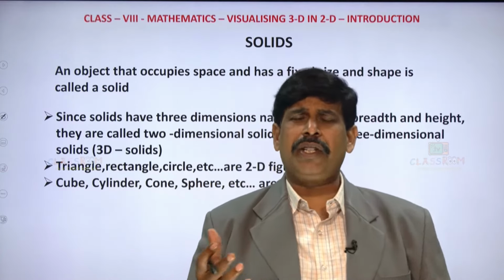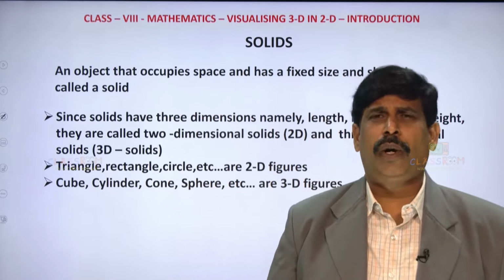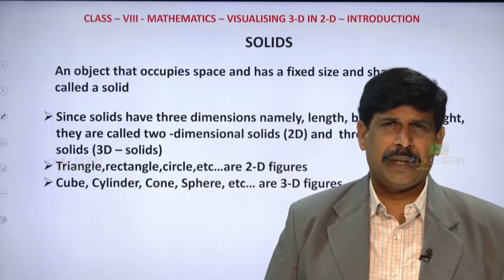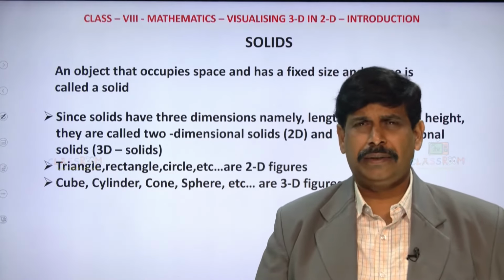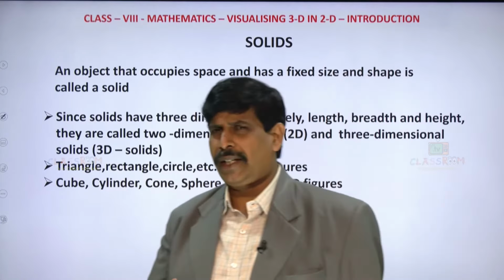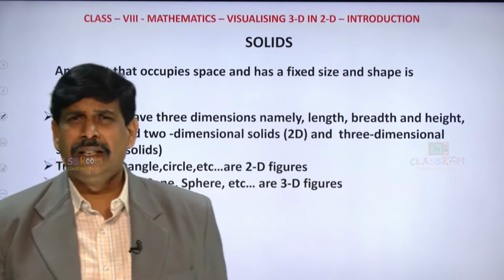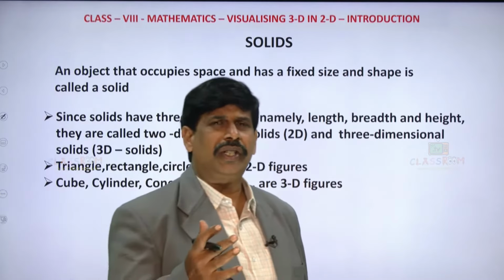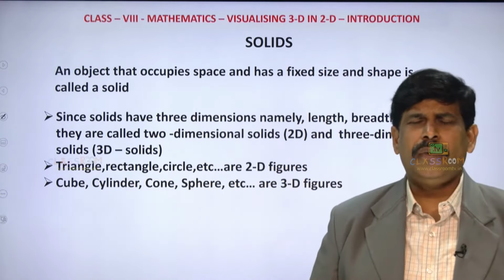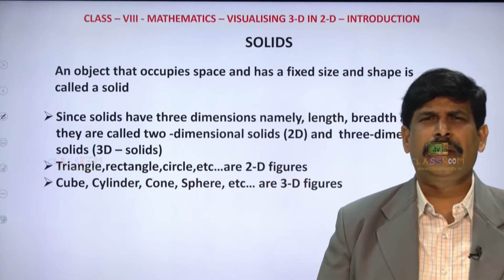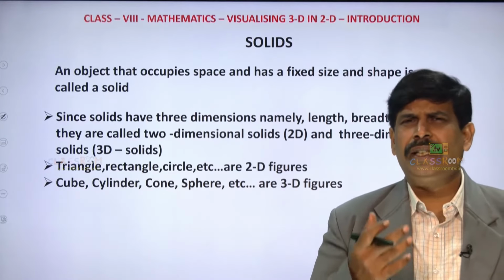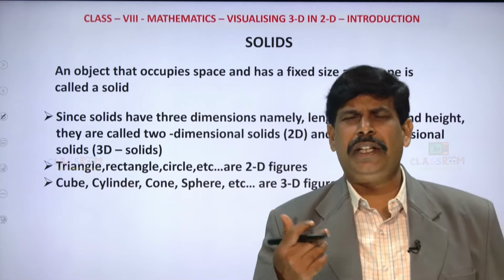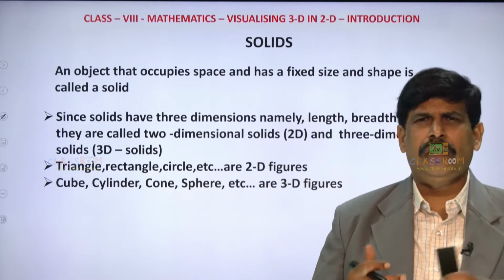Sometimes we also call these objects two-dimensional. Suppose a square, a rectangle, a circle, a triangle, these all come under two-dimensional figures. Whereas a cube, cuboid, sphere, cylinder, these all come under three-dimensional figures. Clear? So let us discuss now.